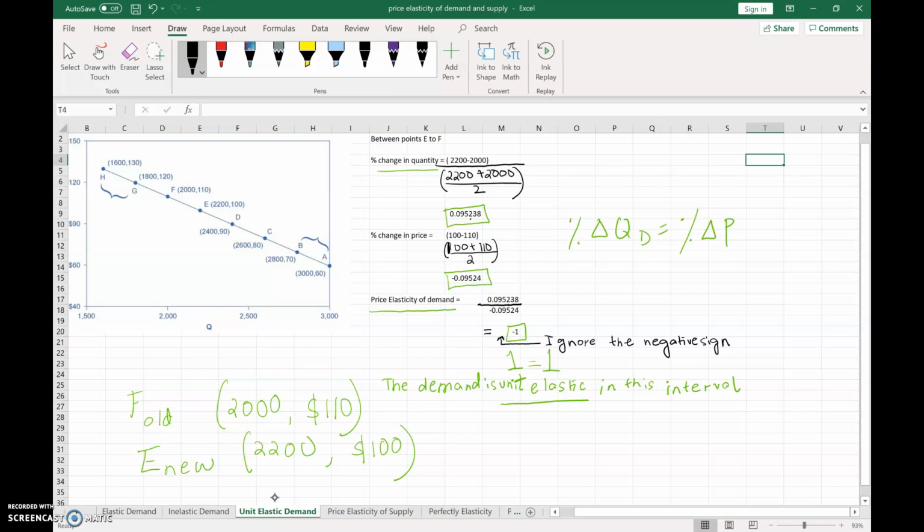So just to let you know here, if you look at a midpoint demand curve, on the lower segment of the demand curve, the price elasticity of demand is inelastic. On the top part of the demand curve, the price elasticity is elastic, and in between, the price elasticity is going to be unit elastic. Okay, that's all with the midpoint demand curve. Thank you very much.